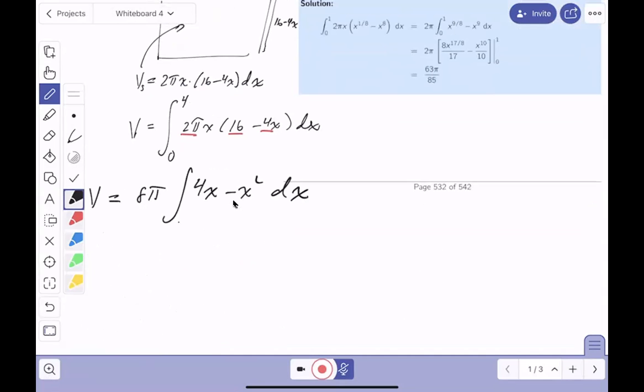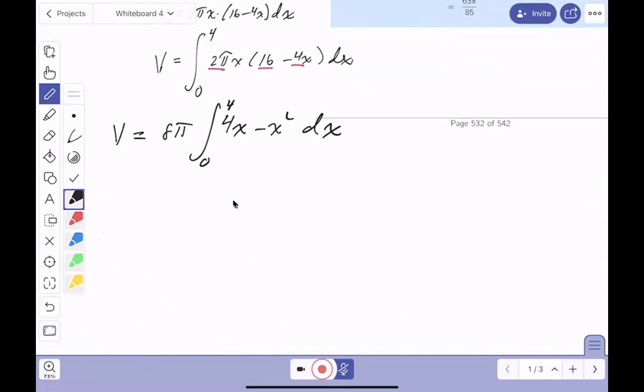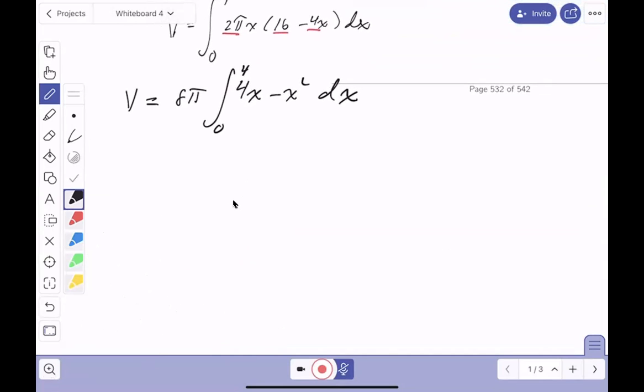Let's write that down. Okay, so I'm going to say if the integration is not easy to do, don't do the integration. But this looks like a fairly trivial integration. I'd like to go through that with you. So you get 8 pi. The antiderivative is going to be 4x squared, well, divide by 2, so 2x squared minus x cubed over 3.